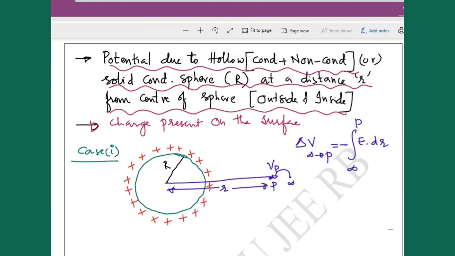Is it clear? So you know what the electric field intensity is at that particular point. What is the electric field intensity at point P? Already we discussed the electric field intensity due to a spherical shell. It's KQ by r square, where Q is the total charge. Simply we'll substitute. Just take a screenshot, then we'll proceed.